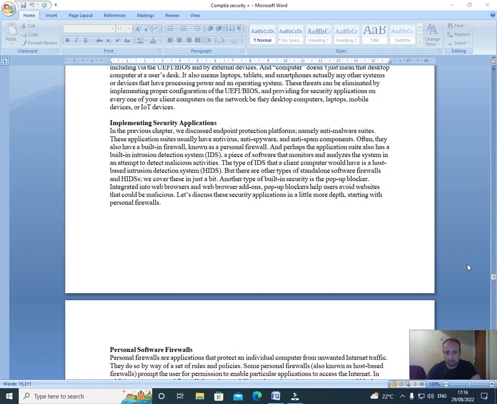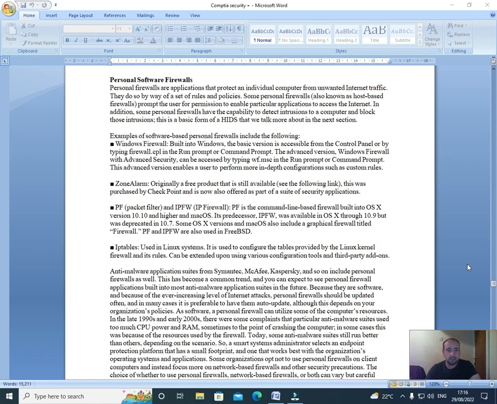Another type of built-in security is the pop-up blocker integrated into web browsers and web browser add-ons. Pop-up blockers help users avoid websites that could be malicious. Let's discuss these security applications in a little more depth, starting with personal firewalls. Personal software firewalls. Personal firewalls are applications that protect an individual computer from unwanted internet traffic. They do so by a set of rules and policies. Some personal firewalls, also known as host-based firewalls, prompt the user for permission to enable particular applications to access the internet. In addition, some personal firewalls have the capability to detect intrusions to a computer and block these intrusions. This is a basic form of a HIDS; we talk more about it in the next section.